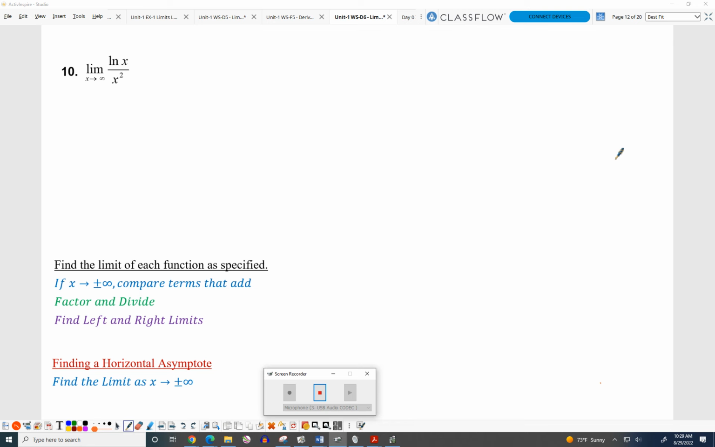Okay, good. Focus. They're asking for the limit as x approaches infinity. There are no terms adding, so there's nothing to compare. There's nothing to factor. So the only thing we can do is just think about what happens as x gets big.